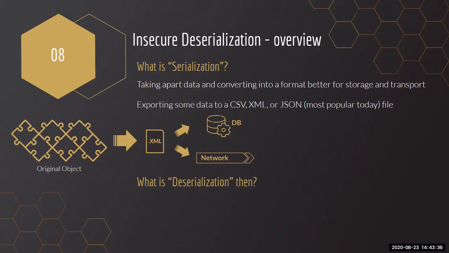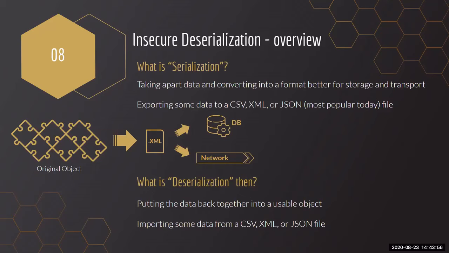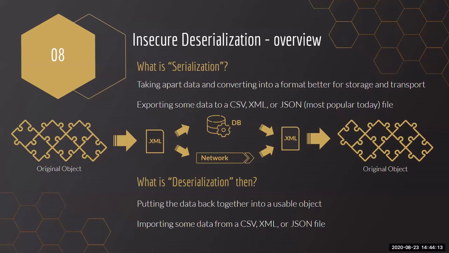The process of deserialization is when that data is taken out of the database or memory or received over the network, and then it's put back together into an object that's usable by your app, back into that original object that we started with. So it would be, for example, importing data from a CSV, XML, or JSON file in your app. There's the XML file being received on the other end, whether it's extracted from the database or received over the network, and then being put back together into your original object.